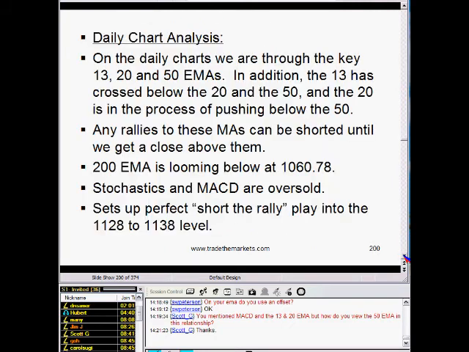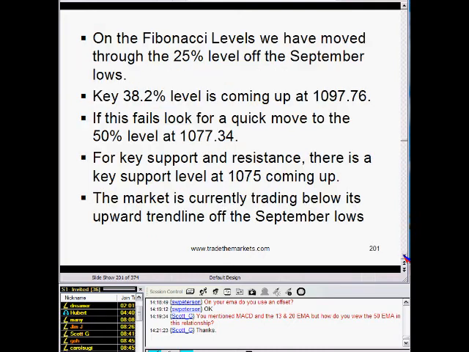Okay, so once I get all that stuff, then I'm just going to go through and do the same thing on the daily charts. I'm just going to make a few notes, a few index cards, and note, okay, what are the exponential moving averages doing? Where are some of the key moving averages? What are the stochastics and MACD doing? Where are the key resistance levels? On the Fibonacci levels, what's happening there? Where are the key levels? Here's another thing I like to do. Here's a key level on a daily chart, 1097.76. Here's another key level, 1077.34. Here's another level, 1075. And I'm just going to keep jotting down all these different levels.